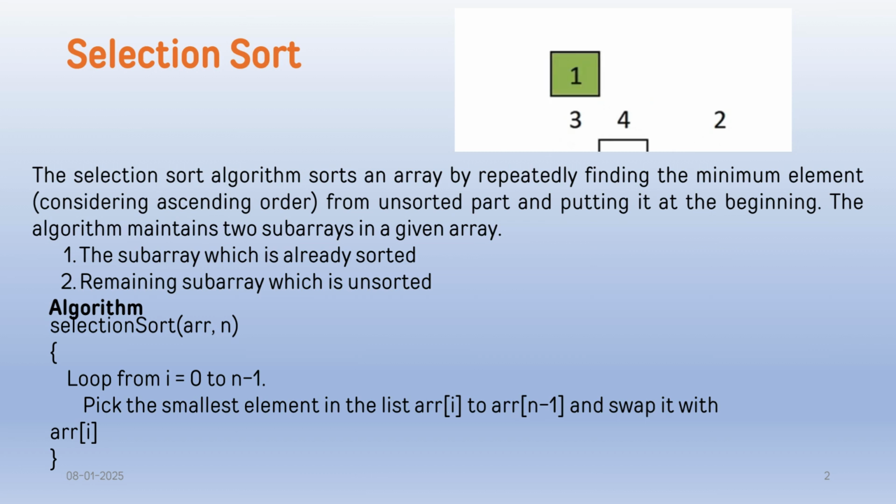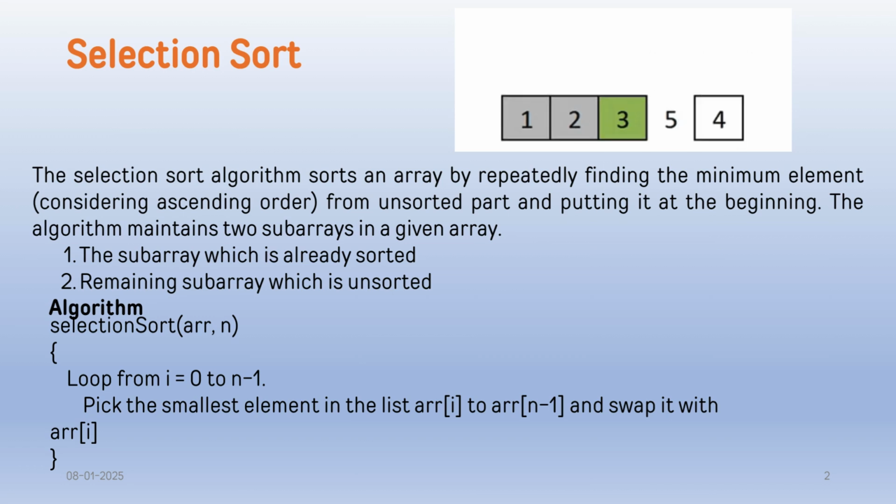See the algorithm. The outer loop runs n times, and for each iteration of the outer loop, the inner loop runs less than or equal to n times. So, the time complexity of the selection sort is order of n square.